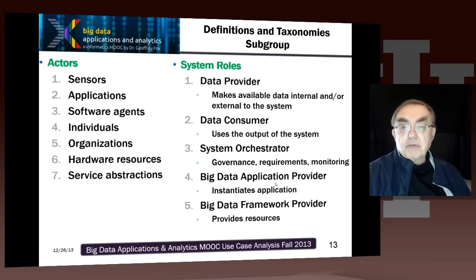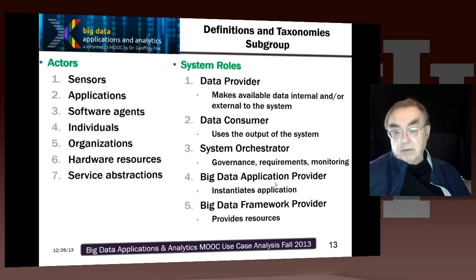If we look at the various roles, we have the provider of data, the consumer of data. These roles are not particularly people. They could involve people, but they can involve computers and software and things like that. We have the orchestrator, which puts everything together. We have the application provider and the framework provider. So the application provider, if you like, runs on the framework provided by the framework provider.